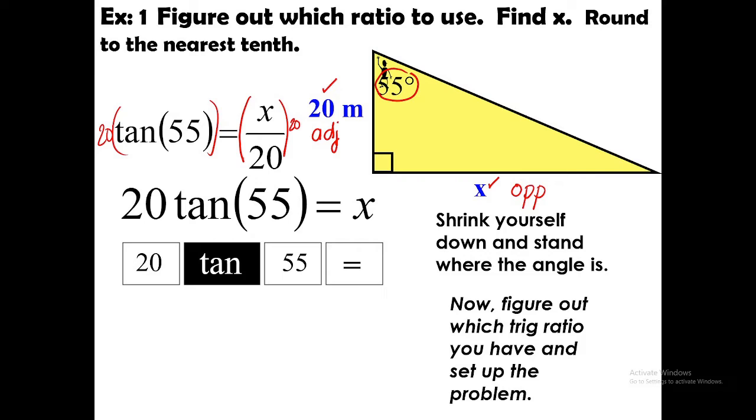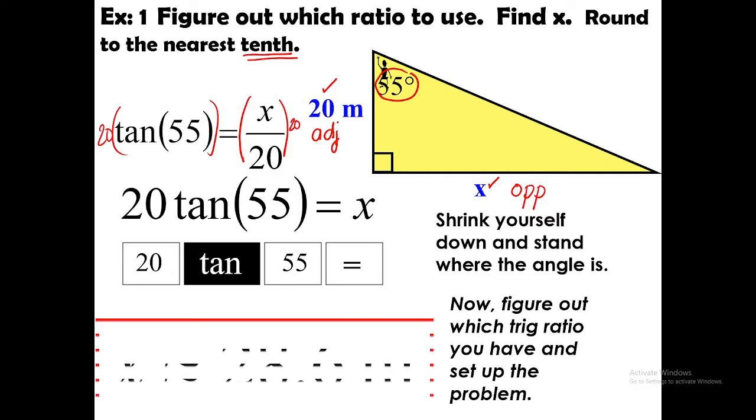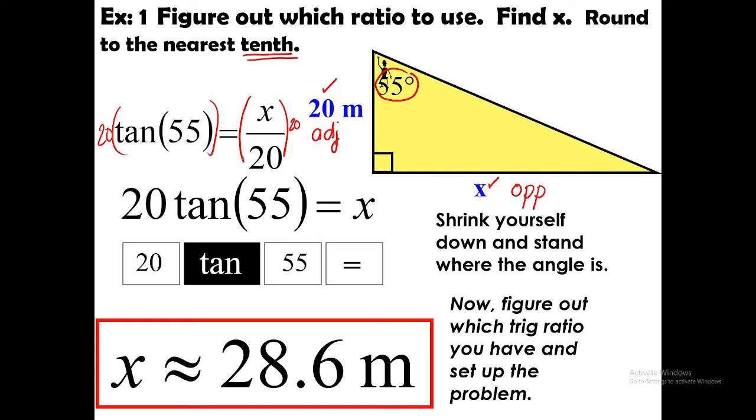28.2. And nearest tenth. When you say nearest tenth, how many decimal numbers will there be? One, sir. One decimal number only. So round off to one decimal number. What's your final answer here? 28.6. There you go. Okay? Let's have another problem.